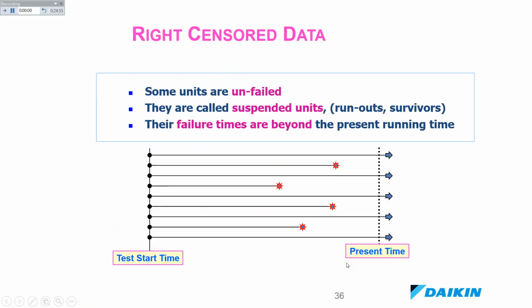So let's look at how they look. In the event plot, you can see we are here at the present time, and some are still running. We call them unfailed or suspended units, runouts, survivors. And in fact, reliability is due to the survivors, not failures. So here there are 4 failures, and others are running.